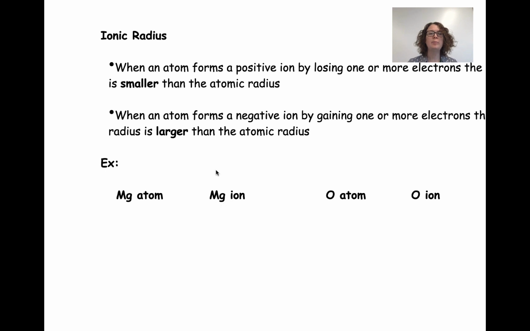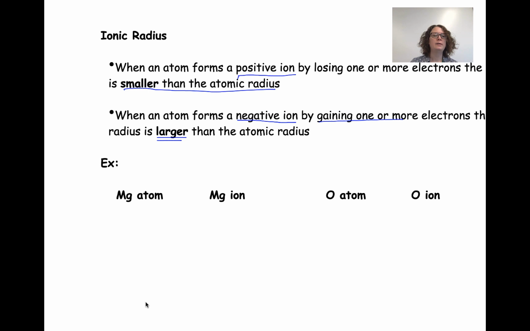We can also think about ionic radius. When an atom forms a positive ion by losing electrons, it's going to have a smaller radius than the atomic radius. So we're losing electrons, our radius is going to get a little bit smaller. The opposite is true when we form a negative ion. Here we gain one or more electrons, and so the radius becomes larger than the atomic radius.